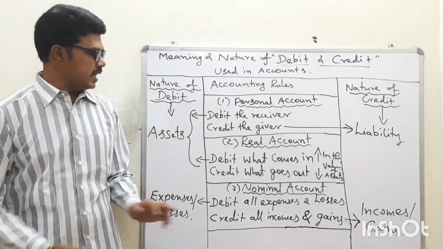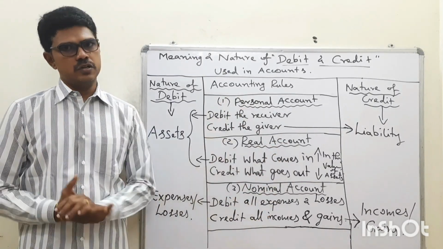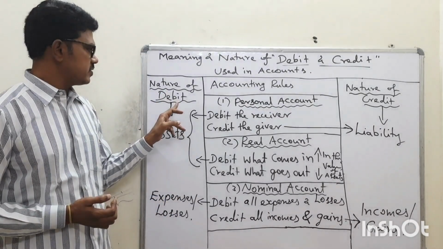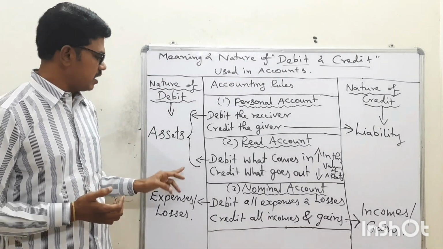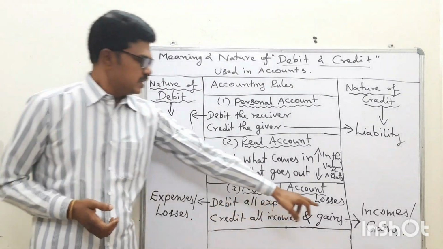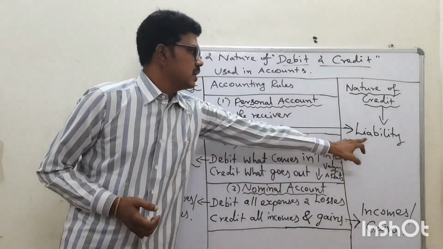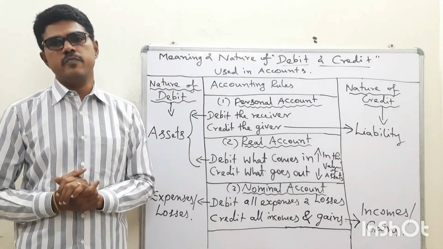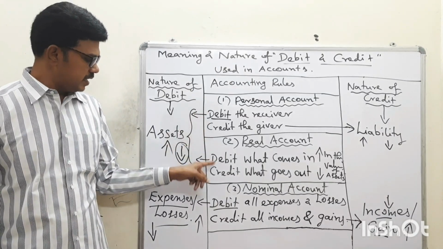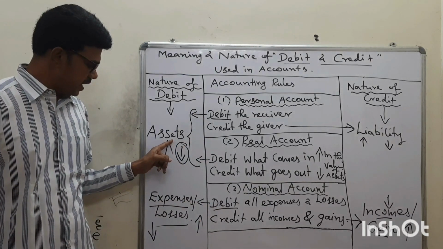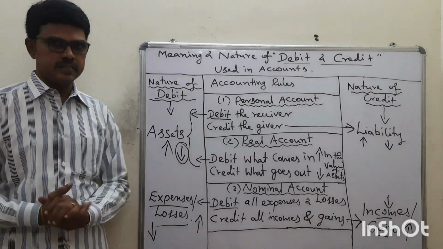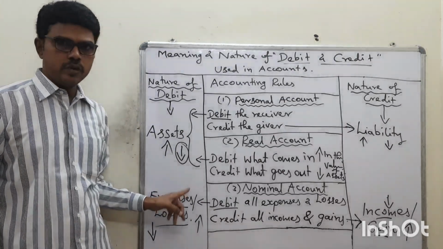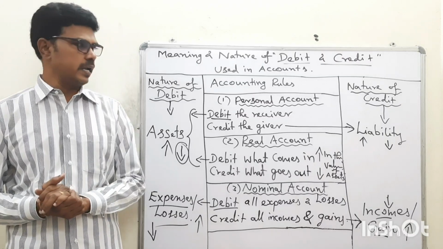Now let us see what are the outcomes of these three accounting rules. Expenses, losses and assets will always have debit nature or will always show debit balance, whereas incomes, gains and liability will always have credit nature or will always show credit balance. All the debit in the journal entry will either increase in the value of assets or expenses or losses. Suppose we want to reduce the value of assets or expenses or losses, we should give credit in the journal entry. Then it will reduce the value accordingly.